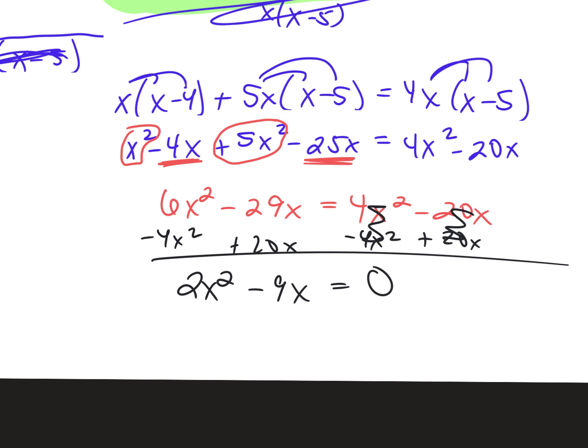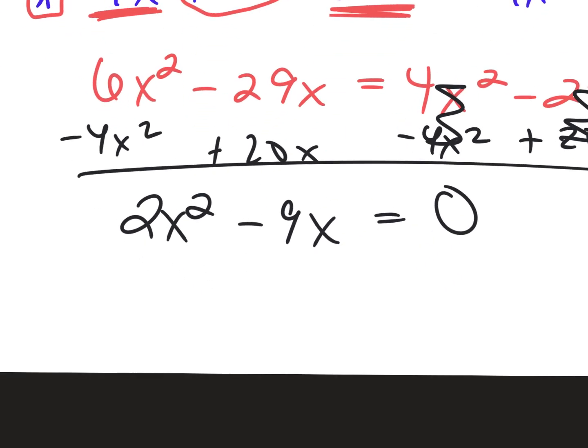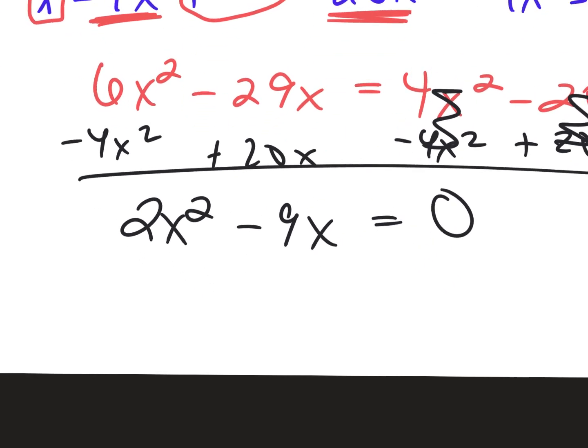0. Perfect. How many answers should I have for this problem? 2. How do I know that? Because it's x squared, okay? So I look and I say, okay, I've got to solve this. First thing we look for when we're solving by factoring is to take out a GCF. Do they have anything in common? I can take out an x, right? If I take out an x, I'm left with 2x minus 9 equals 0.